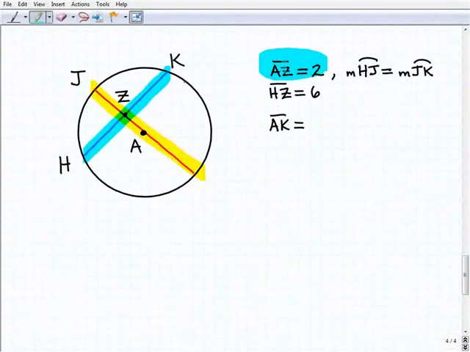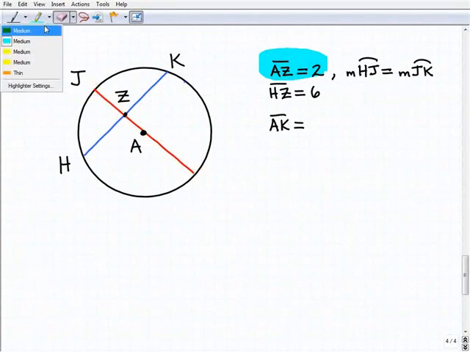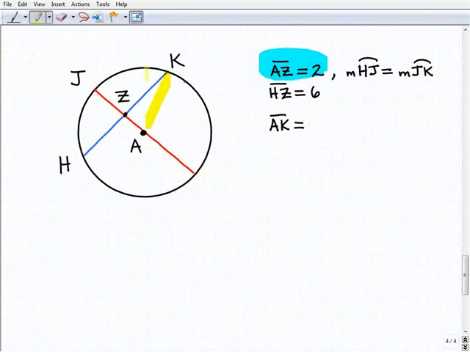Now the distance of AZ is 2. I'm looking for AK, right? So let me just erase this. I'm looking for this distance here. Thinking to myself, if I'm looking for AK, it'd be nice if AZK was a right triangle, because then I could just use the Pythagorean theorem, but we can't assume that's a right triangle.